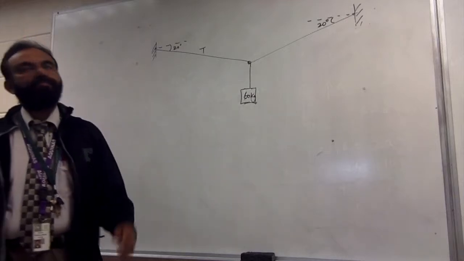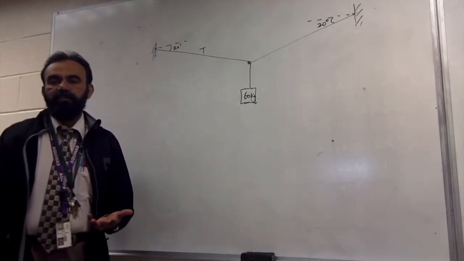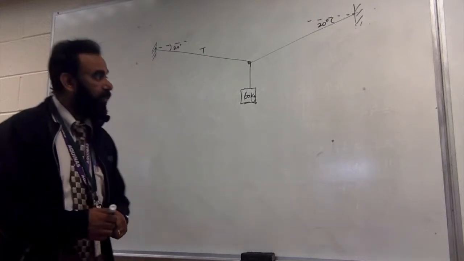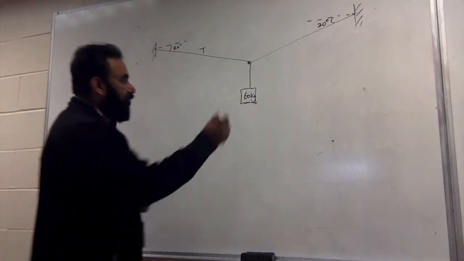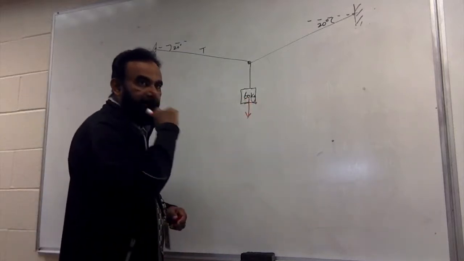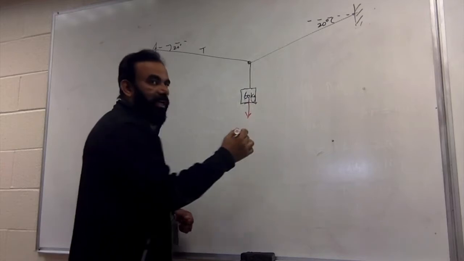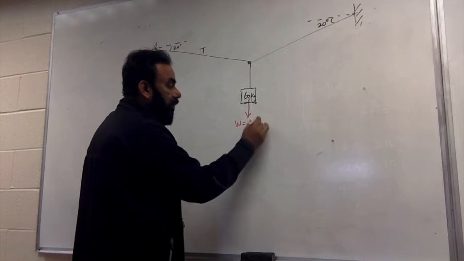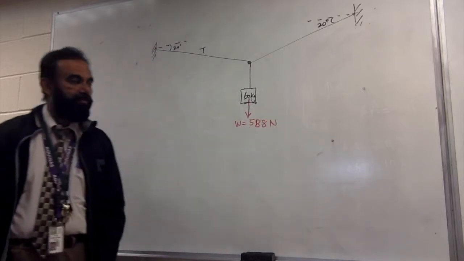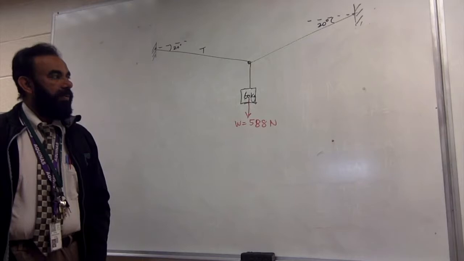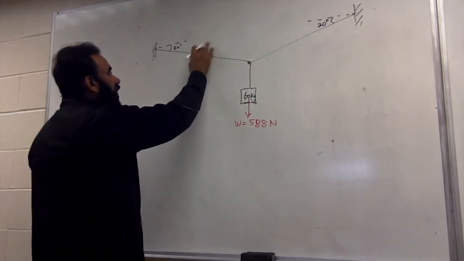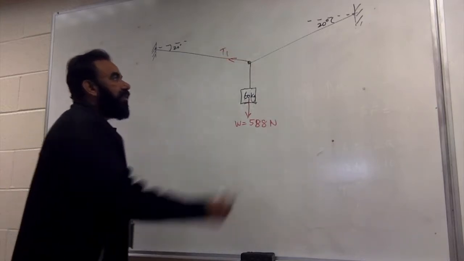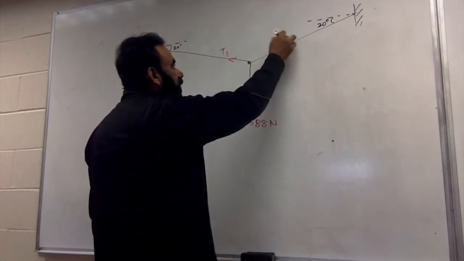So now we have to start. Well, the drawing is already there. What do you do next? Forces. Go ahead and mark the forces. One force that is acting here is 60 times 9.8. How much is it? 588 newtons. And we don't know the tension here, so let's call it T1. And the other tension here, let's say T2, we don't know.